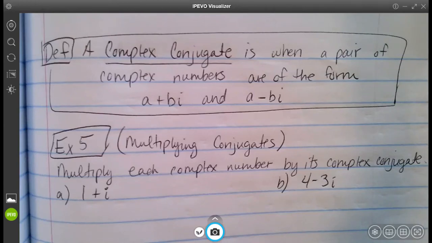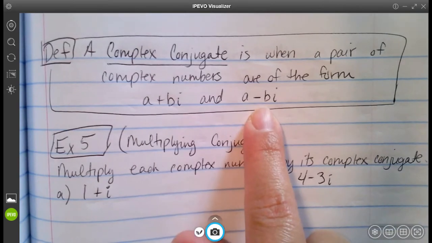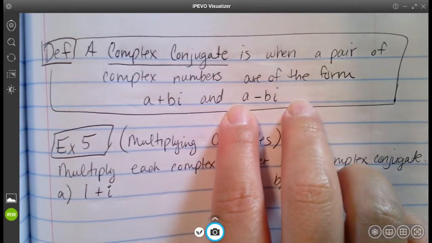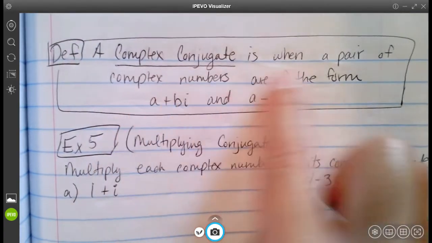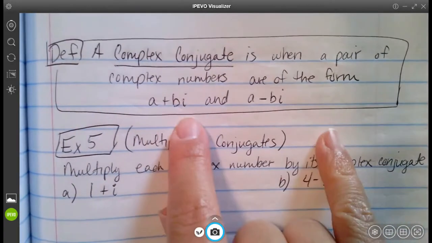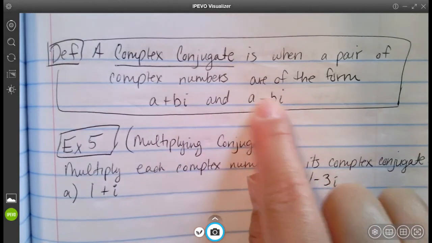All right, this is the next part of 2.4 complex numbers. We're going to start off with something called the complex conjugate, okay? So the complex conjugate is pretty much the opposite imaginary part with the same real part, usually multiplied times the original. So it's when a pair of complex numbers are of this form, a plus bi and a minus bi.